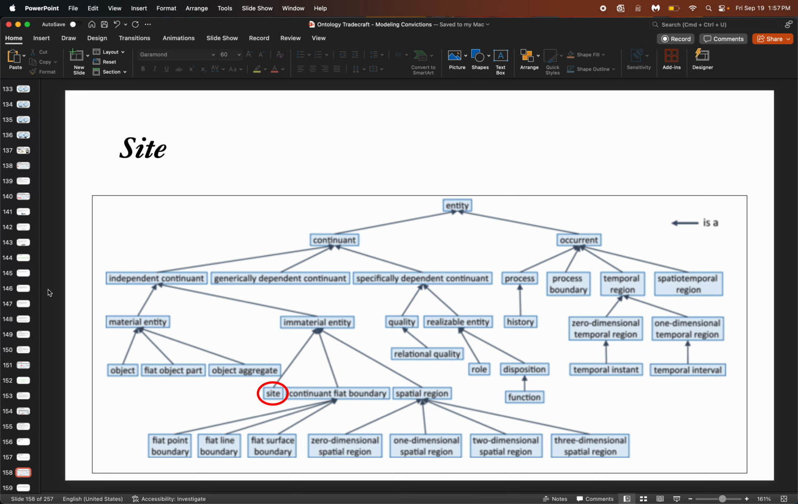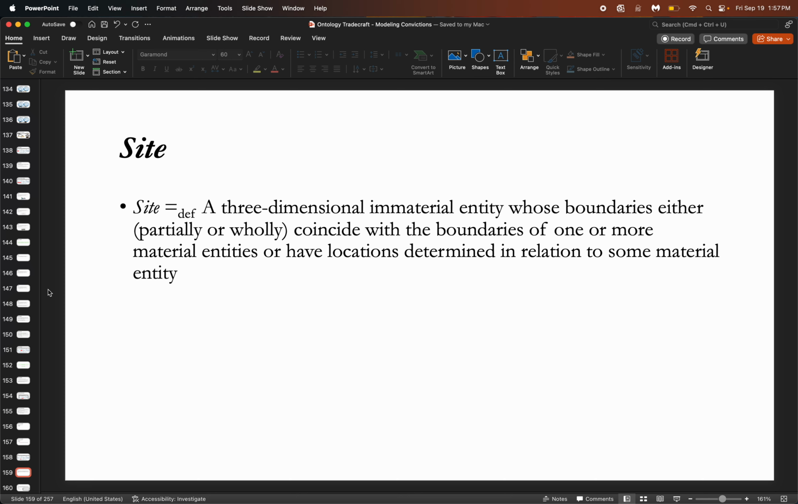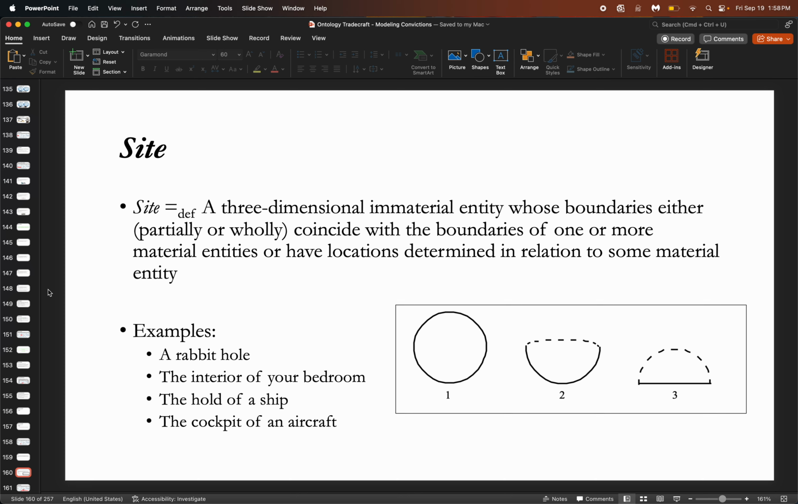Now, speaking of three-dimensional immaterial things, we do have sites. Sites are three-dimensional immaterial entities, and they have boundaries that coincide with the boundaries of one or more material entities or locations determined in relation to some material entities. So these are that three-dimensional thing. Not surfaces, not lines, not borders, not points, those immaterial phenomena that we encounter, but sites. Like the hull of a ship is three-dimensional. The space of your living room is three-dimensional when you're talking not about the material things, but just the space itself. Examples here include things like a rabbit hole, or a warren, or the interior of a bedroom, or the hold of a ship, or the cockpit of an aircraft.